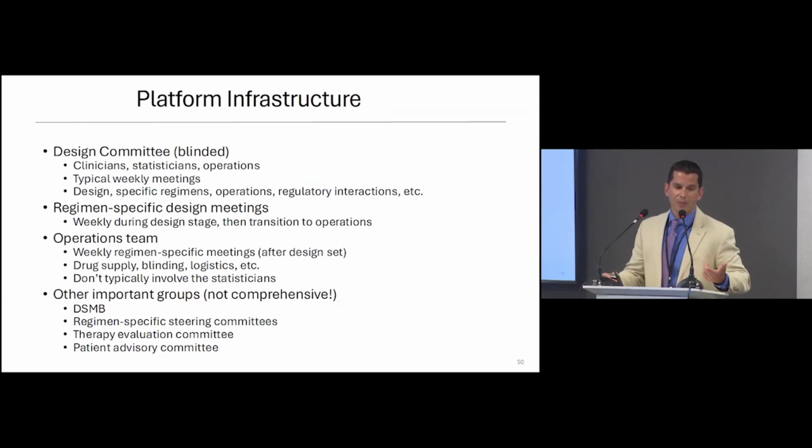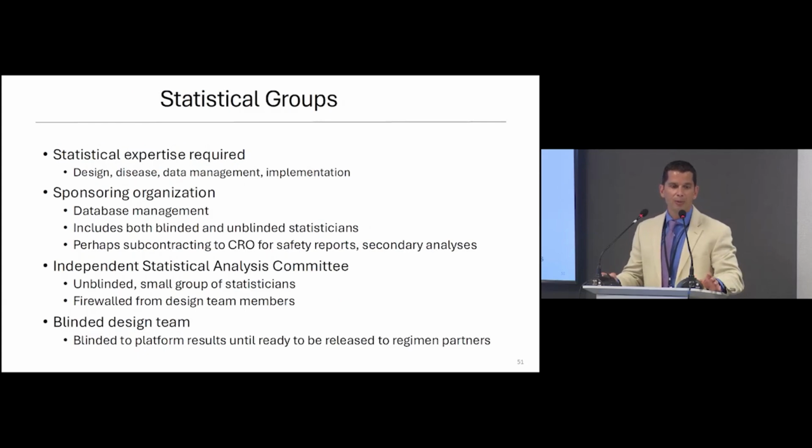You have a design committee, you have clinicians, statisticians, operations, you'll have regimen-specific design meetings, you'll have operations teams, you'll have other groups, you've got the DSMB, you've got the regimen-specific steering committees. If it's an international trial like REMAP-CAP, you have these international committees, you have different domain experts, and the structure goes on and on in terms of what you need to actually implement the trial.